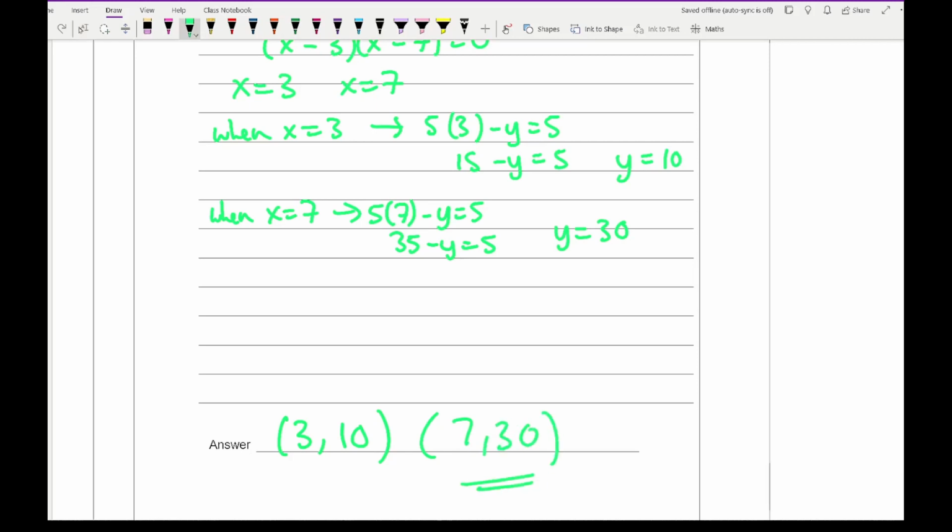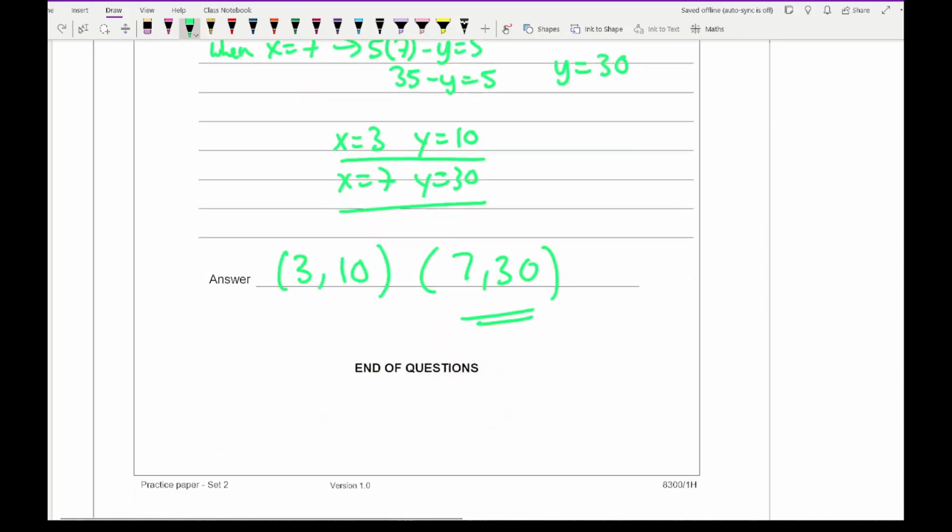And there we go. Now if you did write your answers, make sure that your x's and y's are nicely paired. So x equals 3 and y equals 10, or x equals 7 and y equals 30. Try not to have your answers floating around. Always make sure that it's easy to see which respective values of x go with which values of y, and they are done.